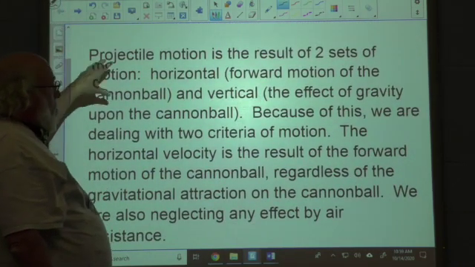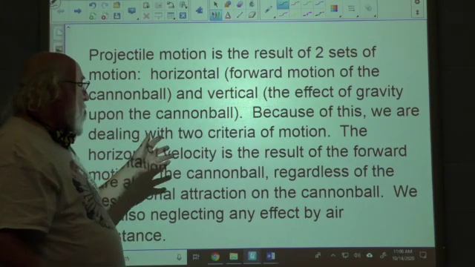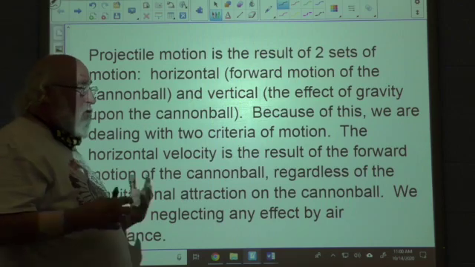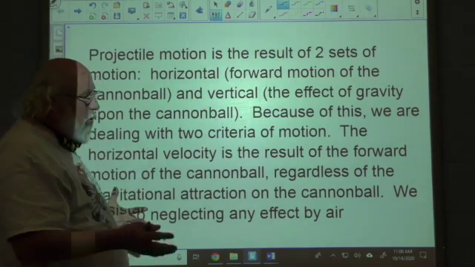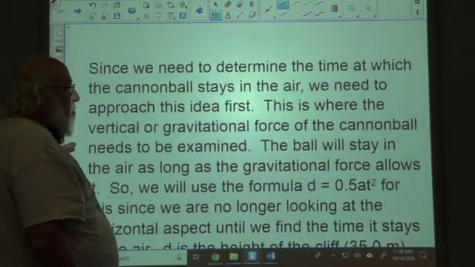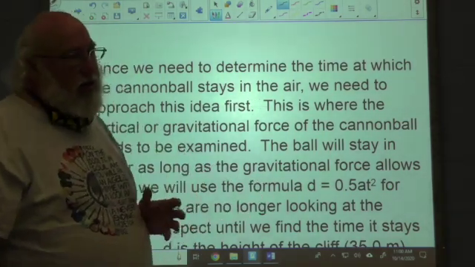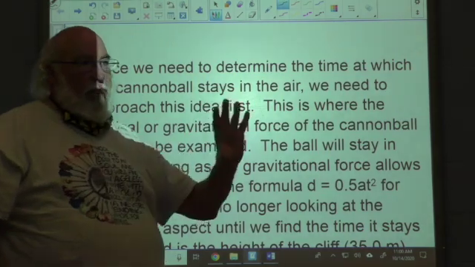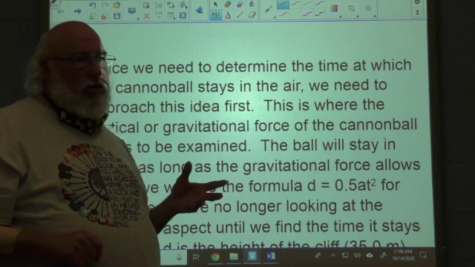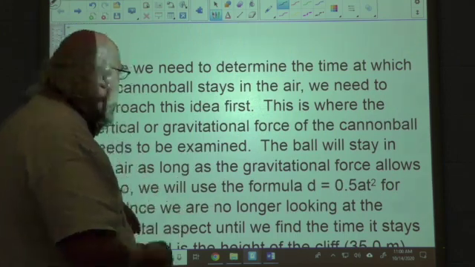So, projectile motion, like I said, is a result of a forward motion, which is the horizontal, and a vertical motion, which is the gravitational pull on the cannonball pulling it down. And since both are occurring simultaneously, we're going to have to use the one that's going to determine how long the ball stays in the air, and that's going to be the gravitational pull. There may be a little air friction or air resistance, but we're going to pretend that doesn't really exist at this point.